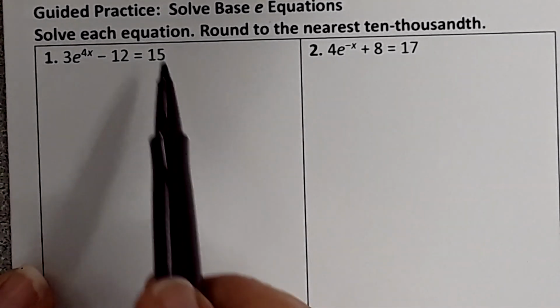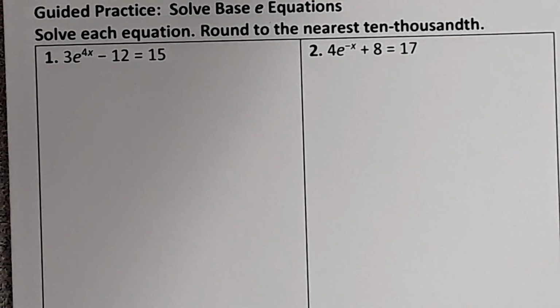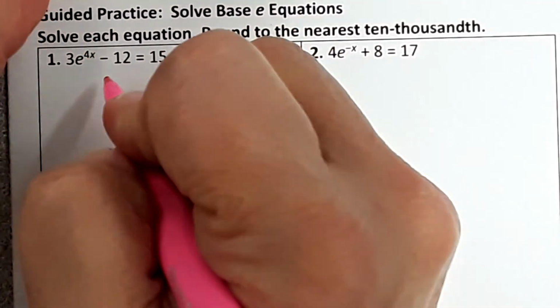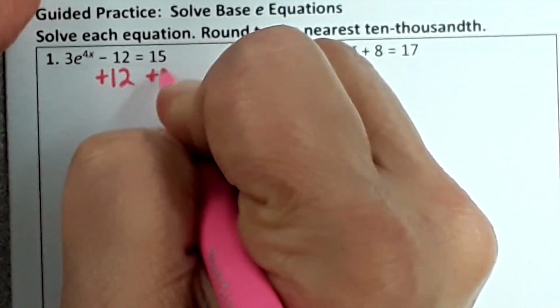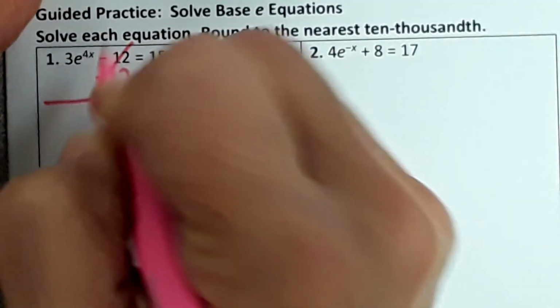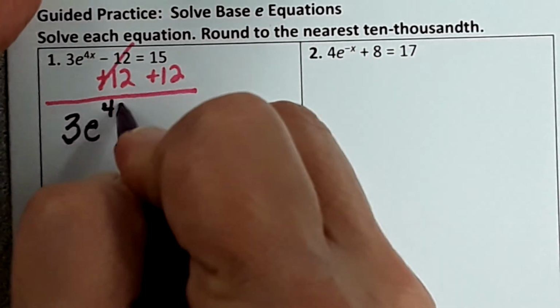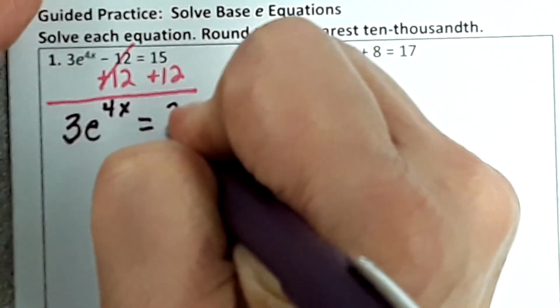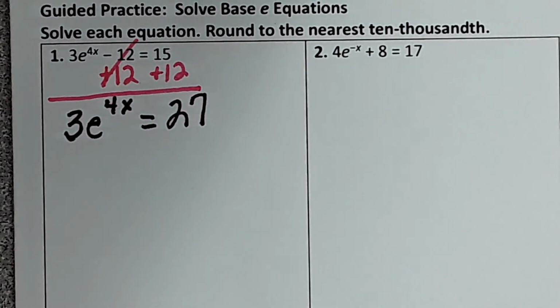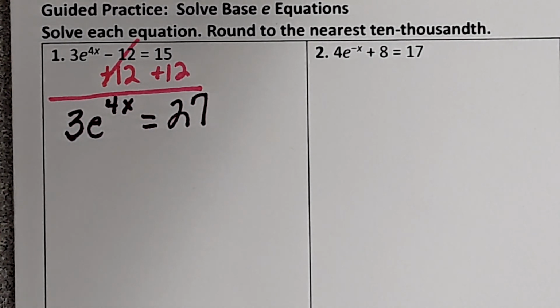So how would I solve this equation to get e to the 4x by itself? What would be my first step? Add 12 to both sides. So let's do that. Okay, so now what would I do? Divide each side by 3. We're going to divide each side by 3.